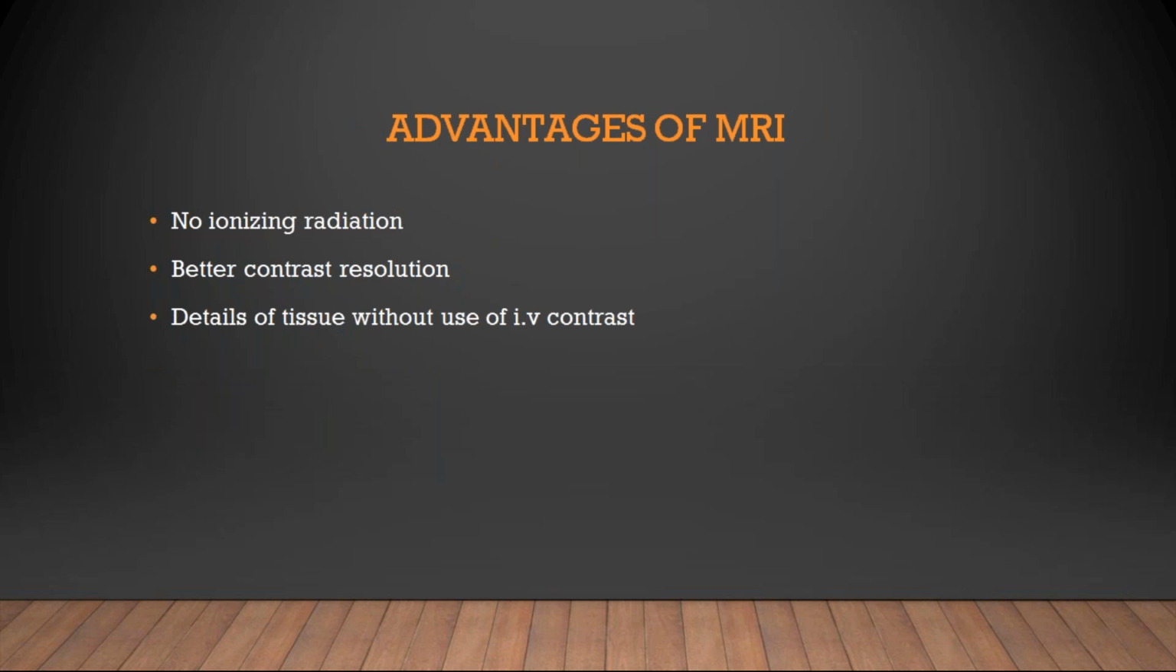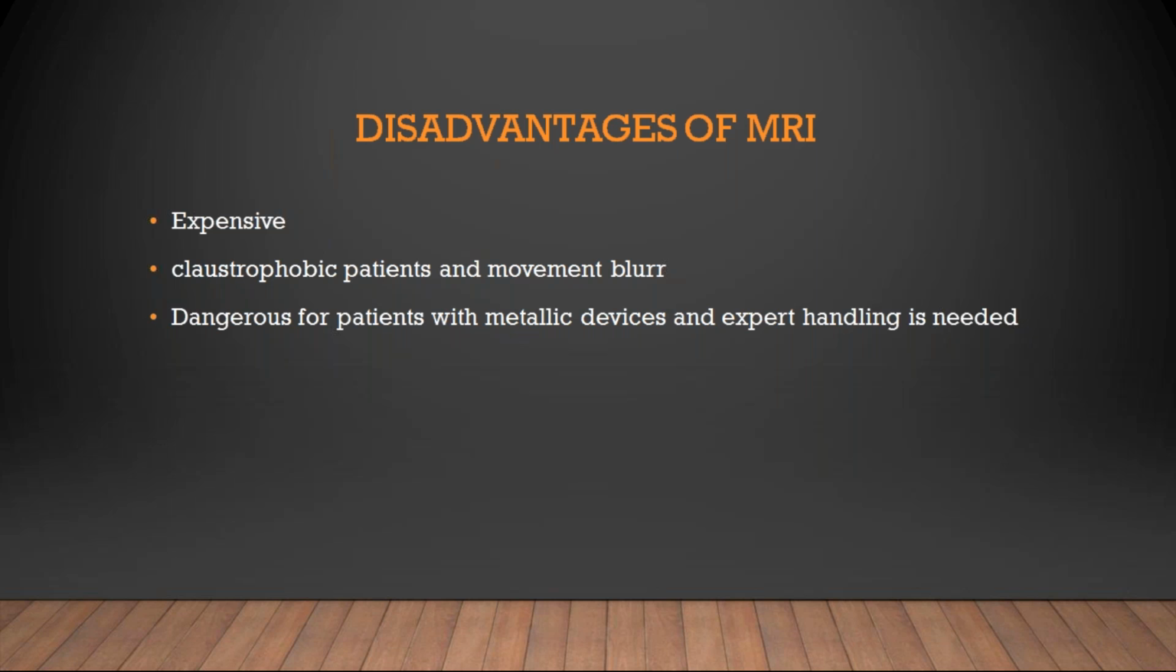What are the advantages of MRI? MRI uses non-ionizing radiation compared to the CT, which is harmful for the patient and can cause stochastic and deterministic effects on the human body. And compared to the other modalities, MRI gives a better contrast resolution, and the details of the tissue can be obtained without the use of any IV contrast.